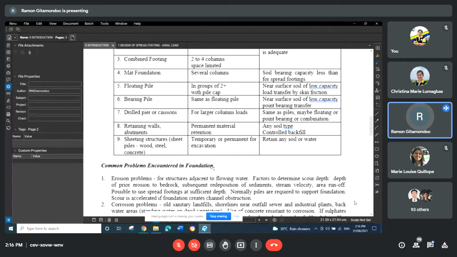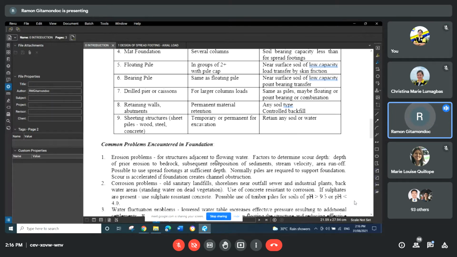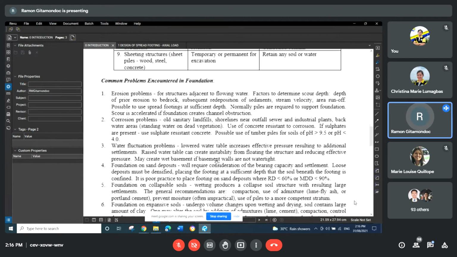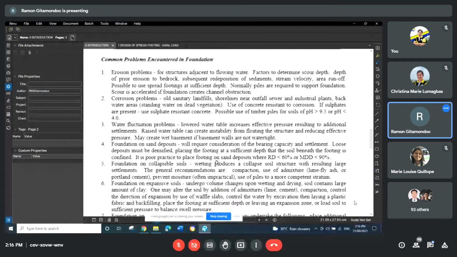so we can do some waterproofing on the perimeter of the excavation. Now next, we have here the common problems encountered in foundation. So it is important to be aware of these problems and if possible to anticipate them, so as not to cause delay in construction, and also entail huge losses.